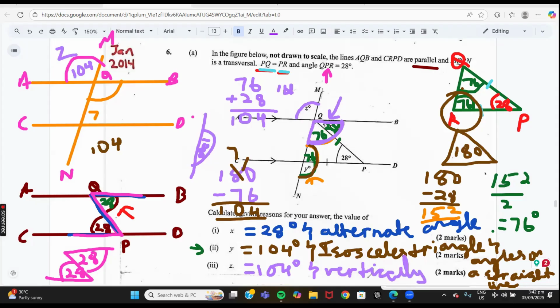Vertically opposite angles. Okay, you all.